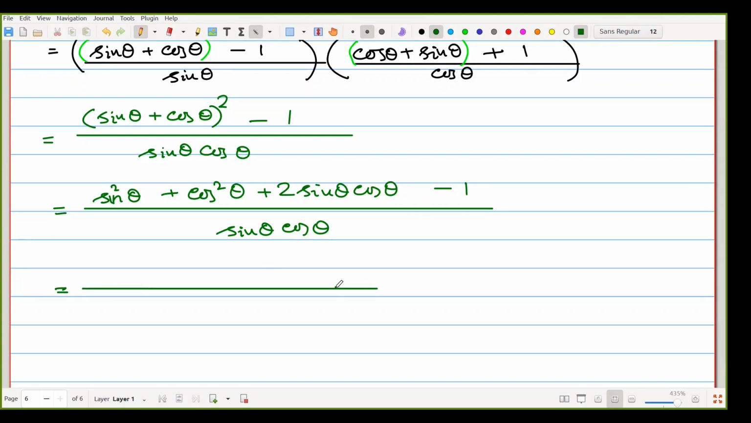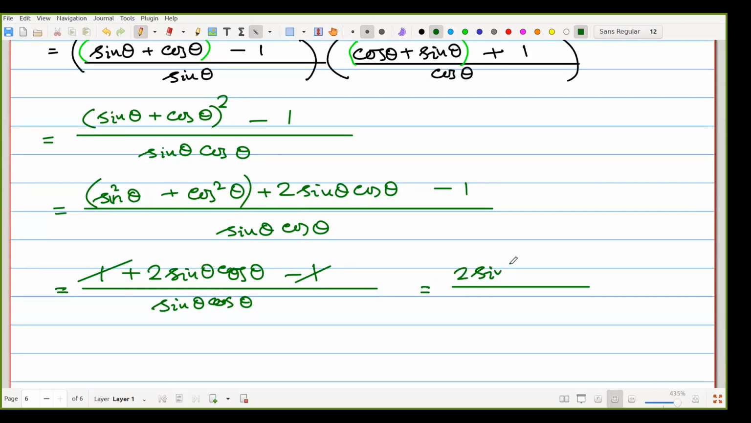Now sin square theta plus cos square theta means 1. So 1 plus 2 sin theta cos theta minus 1. We can subtract plus 1 minus 1, and the denominator is sin theta cos theta. So that one is becoming 2 sin theta cos theta divided by sin theta cos theta, and the final value is 2, as we can divide sin theta and cos theta.